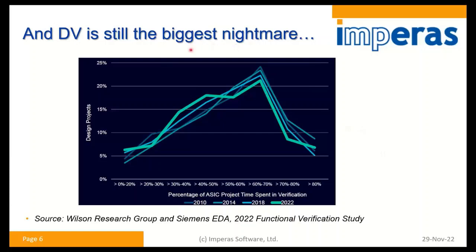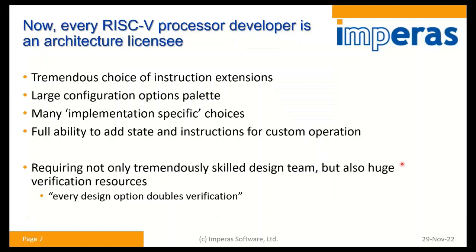And even with that approach, DV is still one of the huge nightmares in any SoC ASIC project. And this is a Wilson research study from Siemens. It shows that still 60 to 70% of the time is verification in these chips. And that was when you licensed in a block of IP.